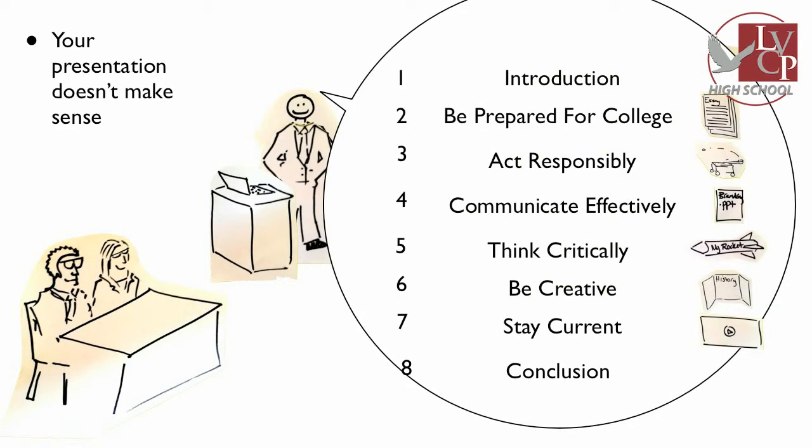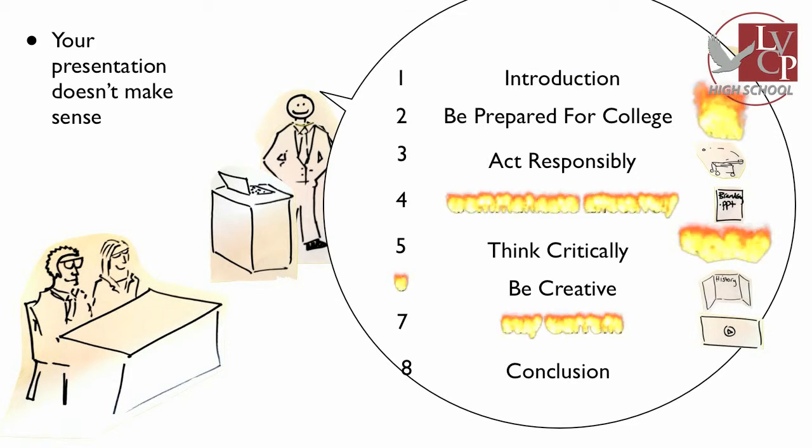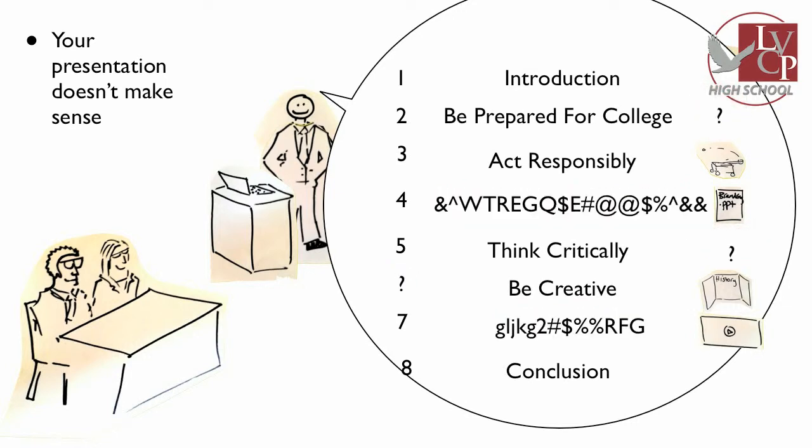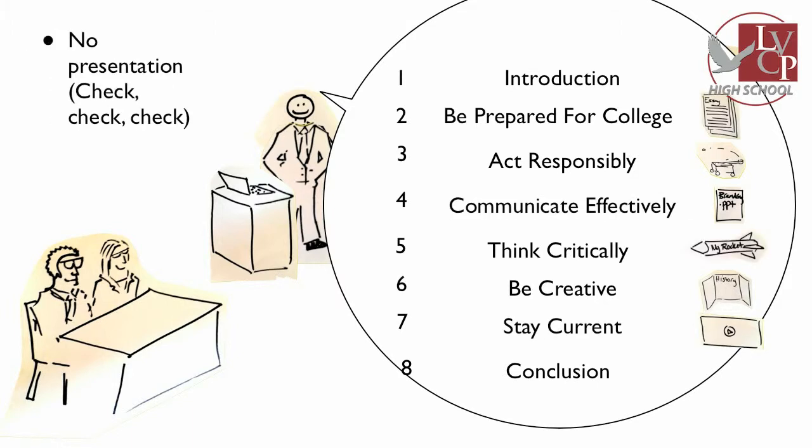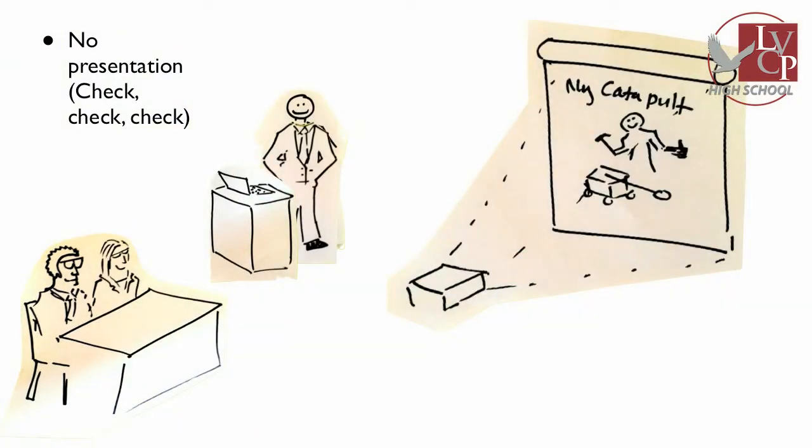Okay, let's try this. Your presentation doesn't make sense. You kind of have an order to things, but when we take a look at it, some of these things don't exactly make any sense. So make sure that all of your items are in a row and are really understandable. Okay, no presentation. Please check this over and over and over. Make sure that your presentation is up on your digital portfolio and it works, and that you can click on it and everything is great. Because when you have no presentation, all that's gone.